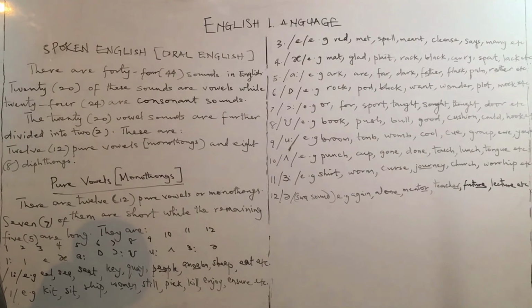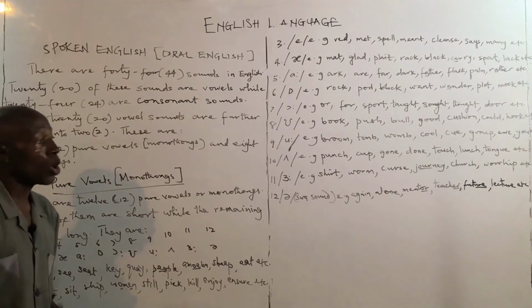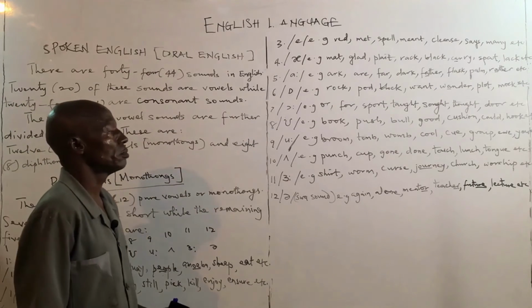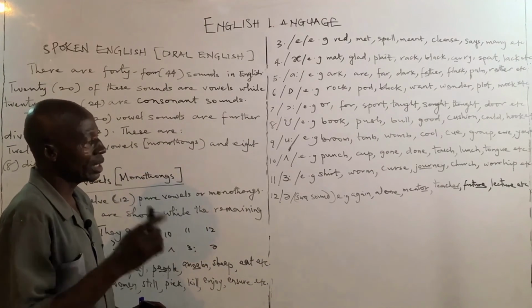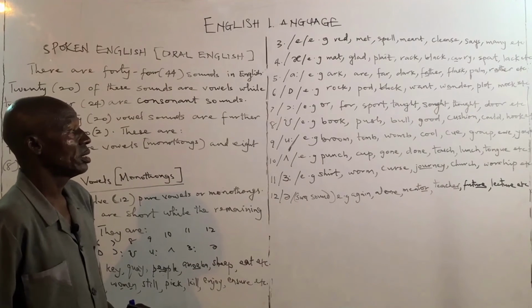Number 10, or monothong number 10. That is up. So that sound is being wrongly pronounced in this part of the country. It's being wrongly pronounced by our people. That is up. Then we have punch. Punch newspaper. Bring that cup. Go and bring that cup. Not cup. Cup with C-O-P. So he has gone. The man has gone. He has done the work.